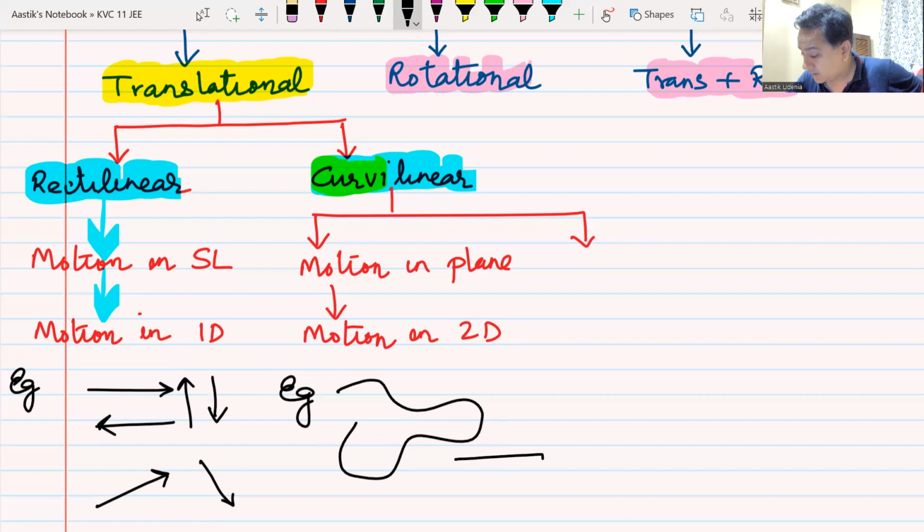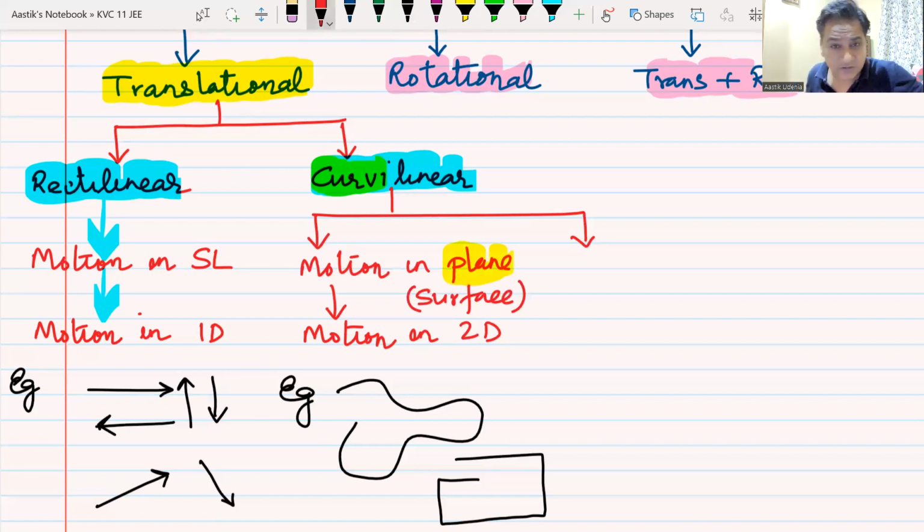If I go like this, this is also motion in two dimension because the particle is moving on a plane. When I say plane, I mean it moves on a surface or on an area. Do we understand this? Motion taking place on the top of this table, which I am beating right now, is motion in a plane. Motion of an ant moving on the ceiling or on the wall or on the floor is motion in two dimension because that motion is happening on a plane. Do we understand this?